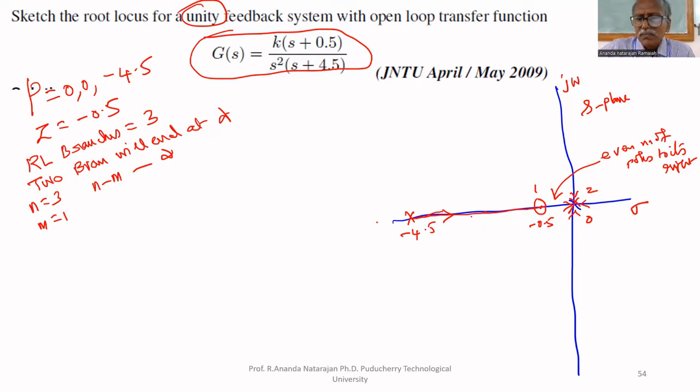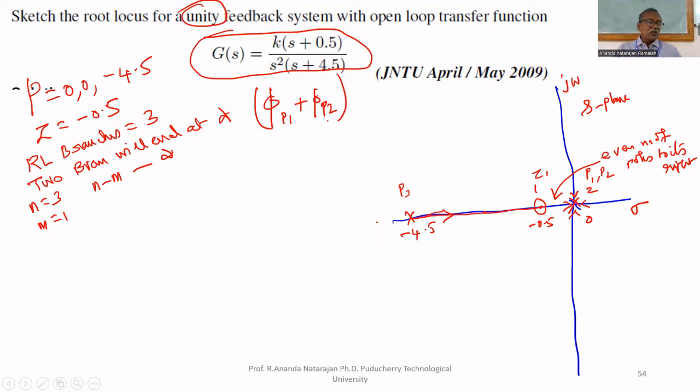What is the net angle contributed by all other poles to this? Let these 2 poles be P1, P2. This is P3. This is Z1. We cannot take 1, we have to take 2. So the angle of departure from P1 is phi P1. We cannot find it for 1 because both are at the same point. That is why phi P1 plus phi P2. For that, we ignore these 2 points.